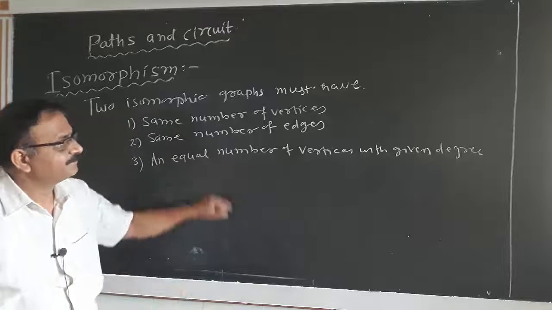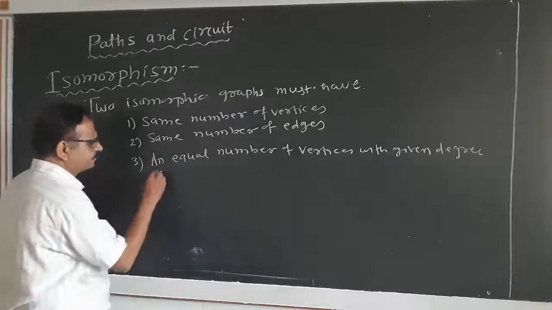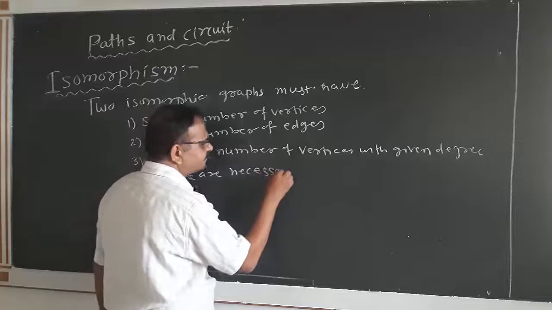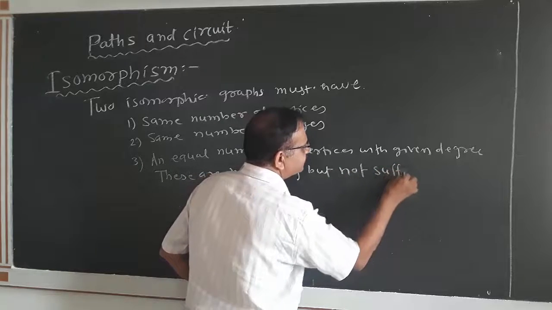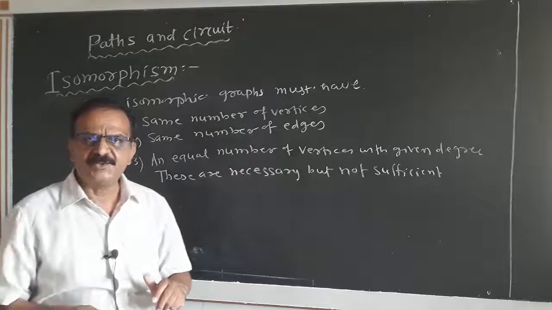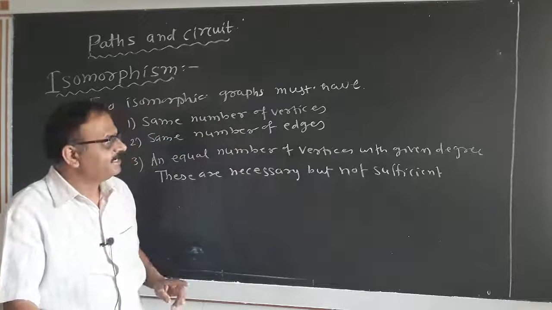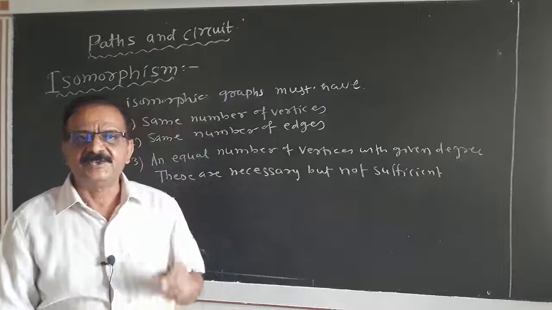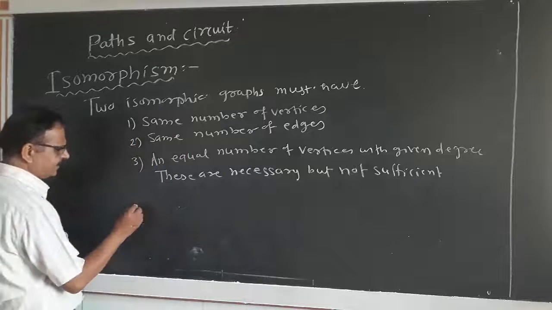These conditions are necessary but not sufficient. That means if two graphs are isomorphic, then we can see these three conditions between them. But if two graphs satisfy these three conditions, the graphs may still not be isomorphic. For that purpose, we shall take an example.